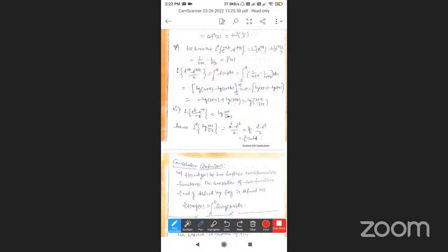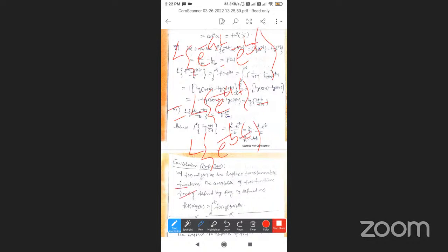First, the Laplace transform of e power of minus at minus e power of minus bt. The simplification is the Laplace transform of e power of minus at minus the Laplace transform of e power of minus bt. The Laplace transform of e power of minus at, by the formula, is 1 by s plus a, minus 1 by s plus b. So 1 by s plus a, this is f bar of s.